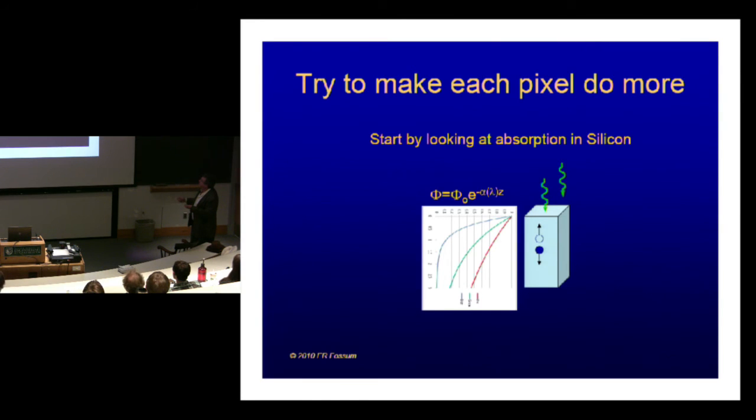So when a blue photon comes in, pretty much it breaks a bond and the light is absorbed right near the top surface here. Whereas red comes in and can go quite deep into the silicon before it's completely absorbed. And green is somewhere in between.